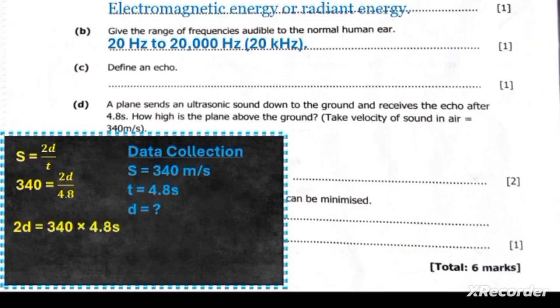We do a cross multiplication. We are going to have 2 times distance is equal to 340 times 4.8 seconds. We are going to get 1632. Divide by 2 on both sides. Distance therefore is equal to 816 meters. So height is equal to 816 meters.